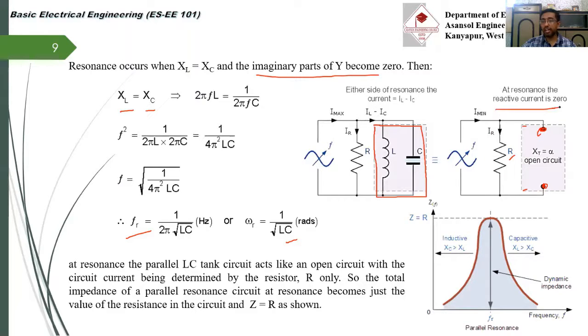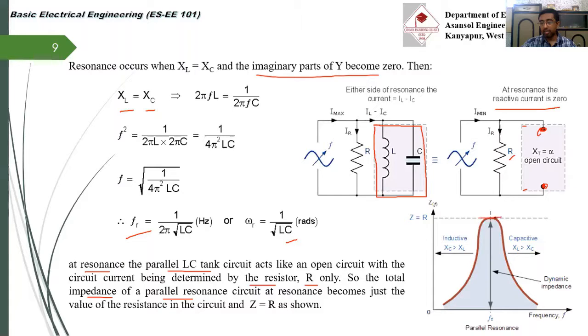All the reactive current is 0. That means IL and IC are both 0. Now, at resonance, the parallel LC tank circuit acts like an open circuit with the circuit current being determined by the resistor R only. So the total impedance of the parallel resonance circuit at resonance becomes just the value of the resistance, as I said. Okay, so I hope this curve is familiar to you, just like the series circuit, correct?